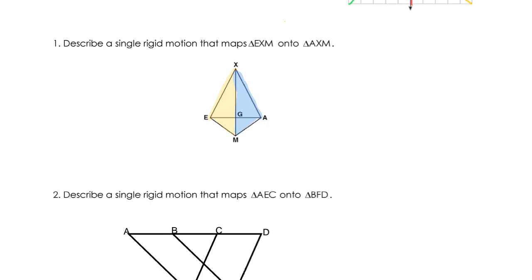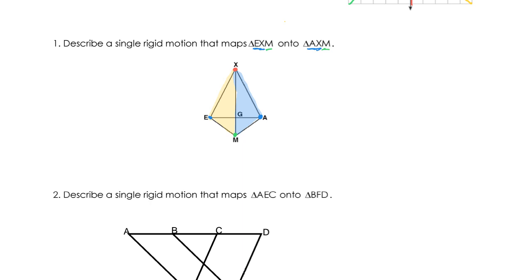All right. And you guys can see this too, that E needs to go onto A. First letter goes to the first letter. So E has to go to A. X has to go to X. So X doesn't move. Okay. And then M has to go onto M, and so M doesn't move. So I think you guys can see how that yellow triangle can get onto the blue triangle under a single rigid motion.